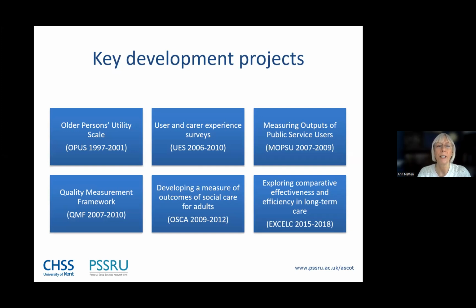And you can see from the dates, there's a lot of overlap in the timing of these projects, and that was an important influence in the development of ASCOT. OSCAR, developing a measure for outcomes of social care for adults, was the project which actually developed the final scale. So I'll talk a little bit about that. And then the first international study was the EXELC study, which started in 2015.